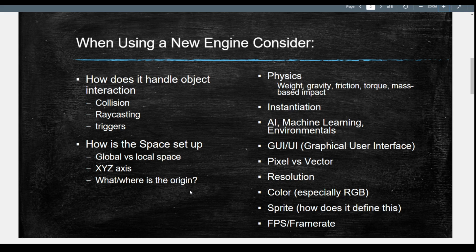How does physics work? Does your engine even have physics? How does instantiation work? Instantiation is creation on a dime. So it's how do you make something out of nothing? Does it have AI? Does it have machine learning? Does it have environmentals? How do you program or add in GUI or UI? Is it pixel based? Is it vector based? So we also think of that as raster versus vector. What are the resolutions that it supports?